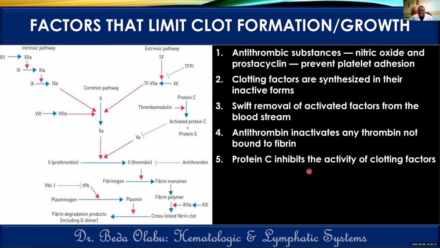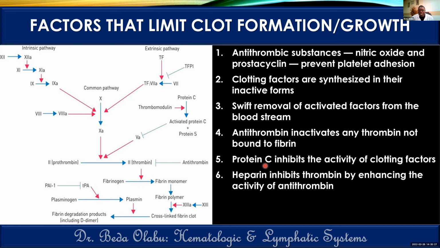Basically, the thrombin that is not at the site of injury will be removed by antithrombin. There are also other chemicals that circulate within the bloodstream, like protein C. It usually inhibits the clotting factors. Also, we have heparin. Heparin is produced by some white blood cells, like the basophils. They can release heparin.